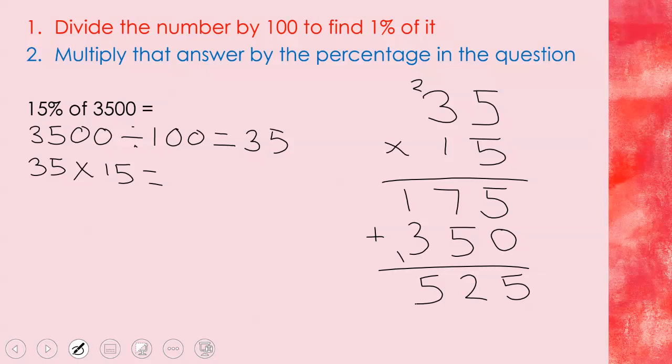So this bit took me a little bit longer because I had to stop and do a written method. But I was just working out that 35 multiplied by 15 is equal to 525. Therefore, 15% of 3,500 is 525.